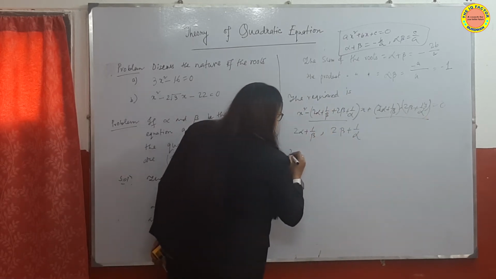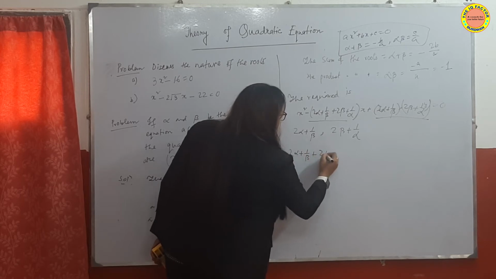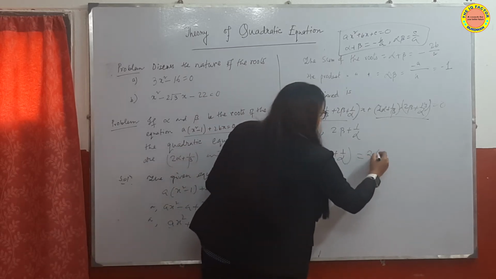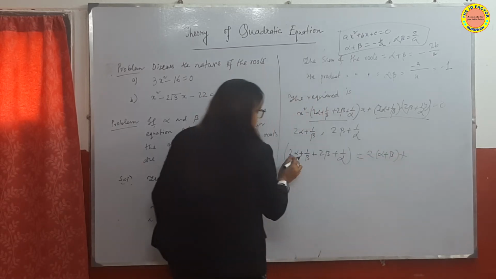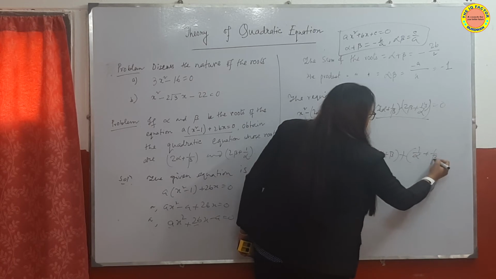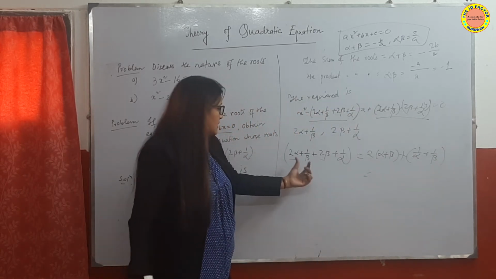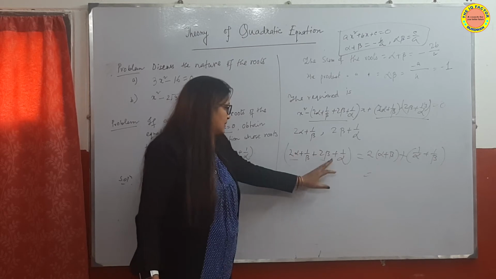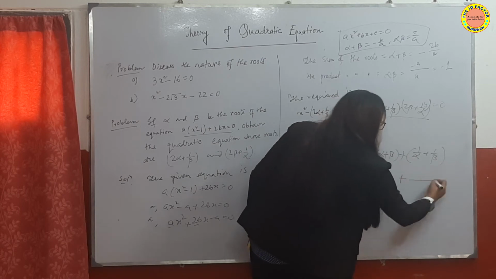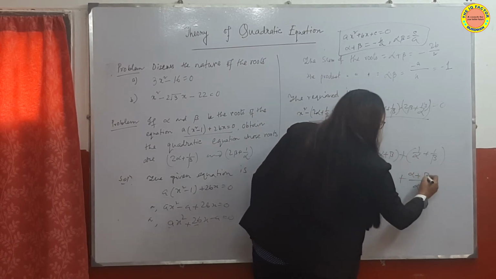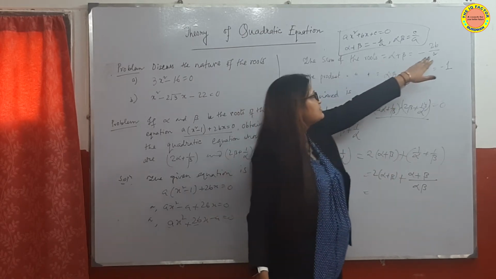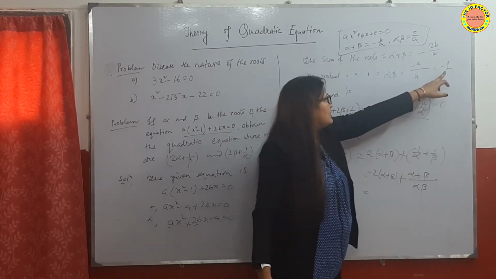What is the sum of the roots? That is 2 alpha plus 1 by beta plus 2 beta plus 1 by alpha, which is equal to 2 into alpha plus beta, that is 2 alpha plus 2 beta, plus 1 by alpha plus 1 by beta. Is that clear to you? Solving it, it is 2 into alpha plus beta plus alpha plus beta by alpha beta. So here alpha plus beta, we know it is minus 2b by a. Here alpha beta, we know it is minus 1.